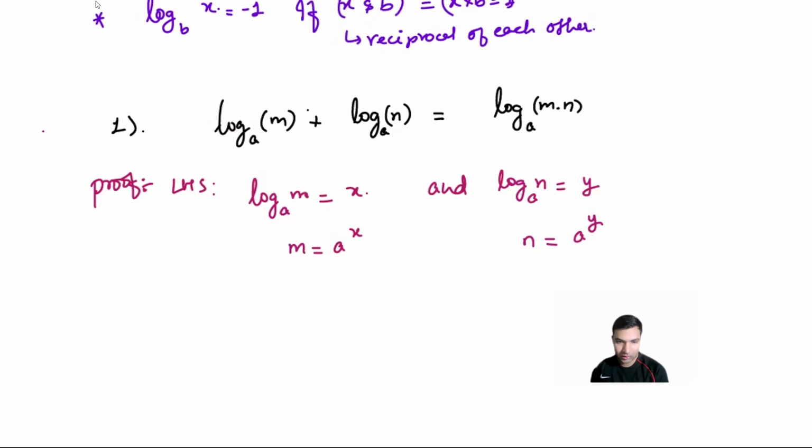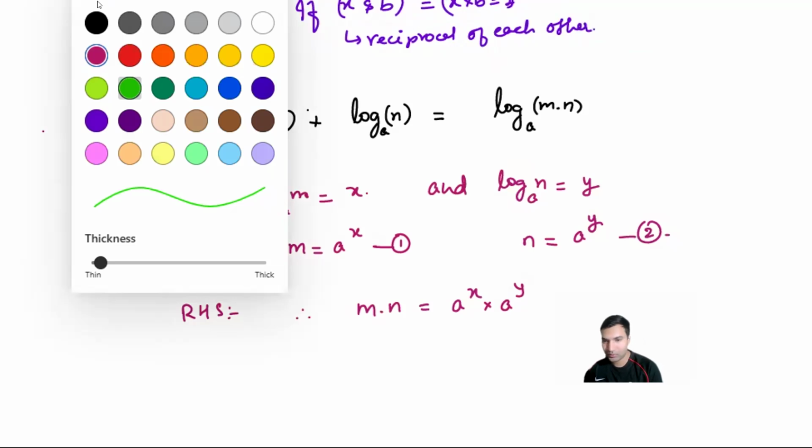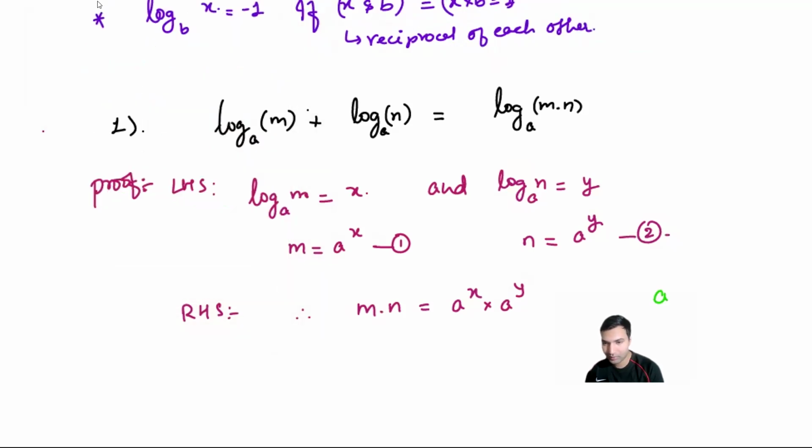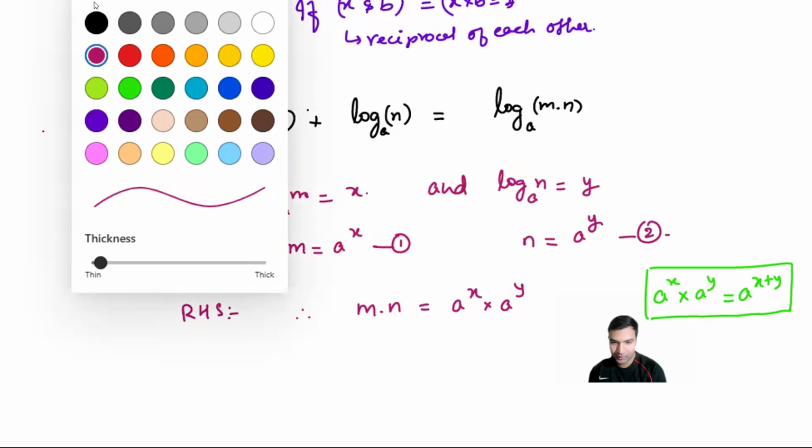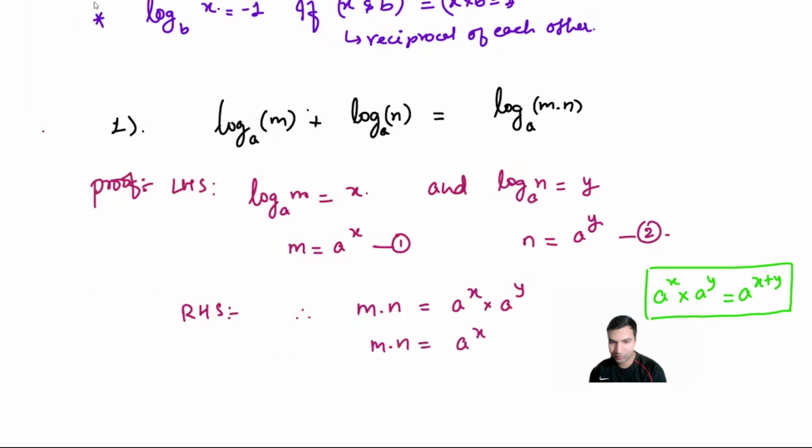Now let's talk about the RHS. What do I need in the RHS? I need the product of m and n, isn't it? So if I multiply m and n, which is 1 and 2, what will I get? I'll get a to the power x times a to the power y. Now from elementary classes, you know if bases are same, in multiplication the power gets added. Therefore, I can say here that m times n is equal to a to the power x plus y.